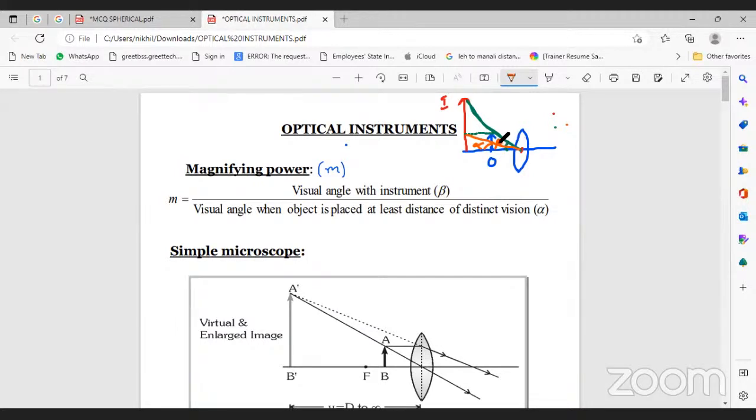This ratio beta by alpha is what we called the magnifying power. So magnifying power is the angle of the instrument divided by the angle of the object. That ratio is what we called the magnifying power. Got it? Or do you want another example?